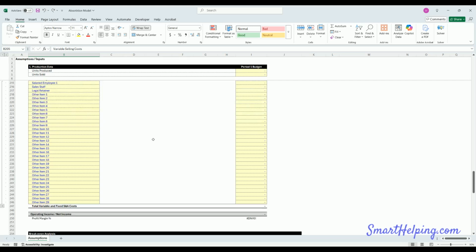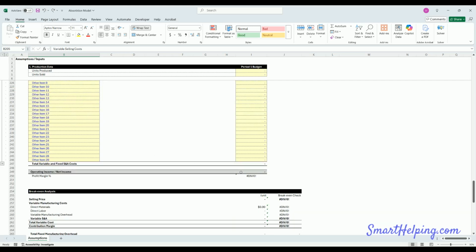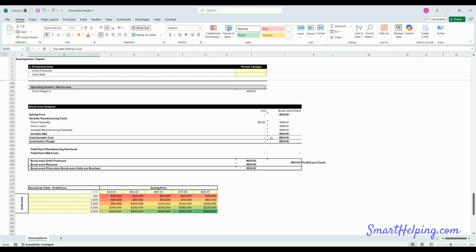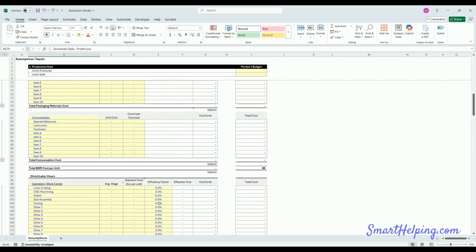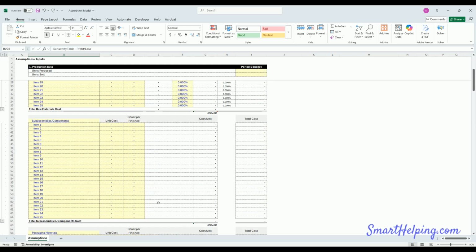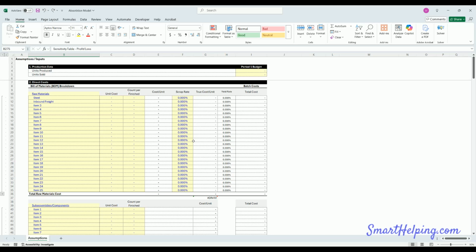And you can see operating profits given the assumptions. And then we've also got a break-even analysis, as well as a sensitivity table down here. So quite a lot of mental fortitude went into getting this thing built correctly. So let's go through it.